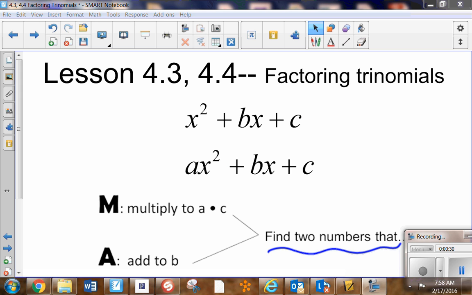One where, in standard form, we have x squared plus bx plus c with no leading coefficient, no a if you will. Then we have the ones that have an a in front, which make things a little more difficult when you go to factoring.